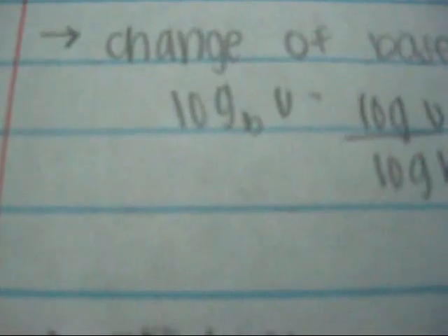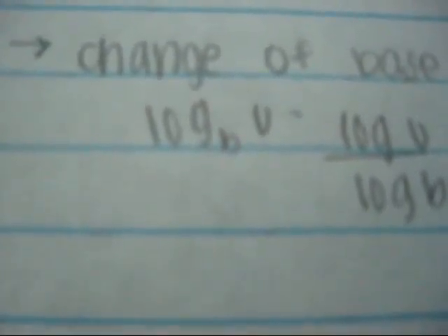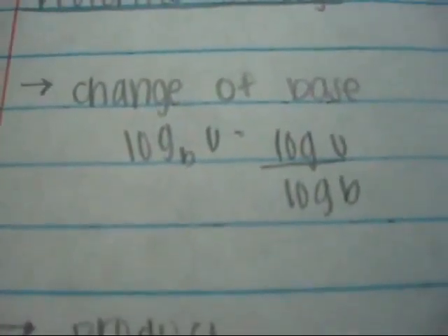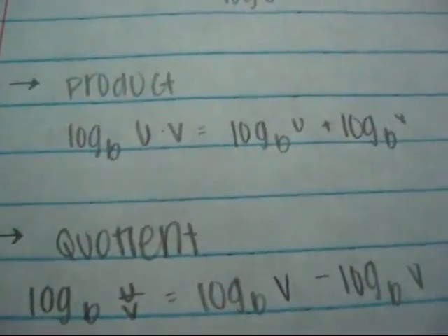You can click pause and write this down and try to understand it. And then you're going to click play, and we're going to move on to property number 2.